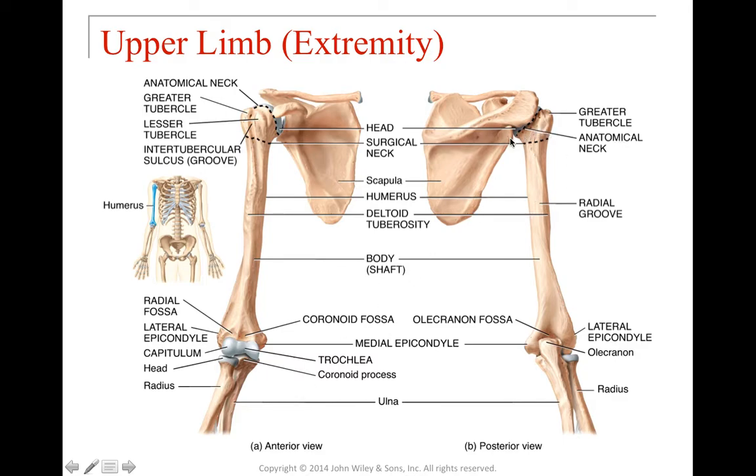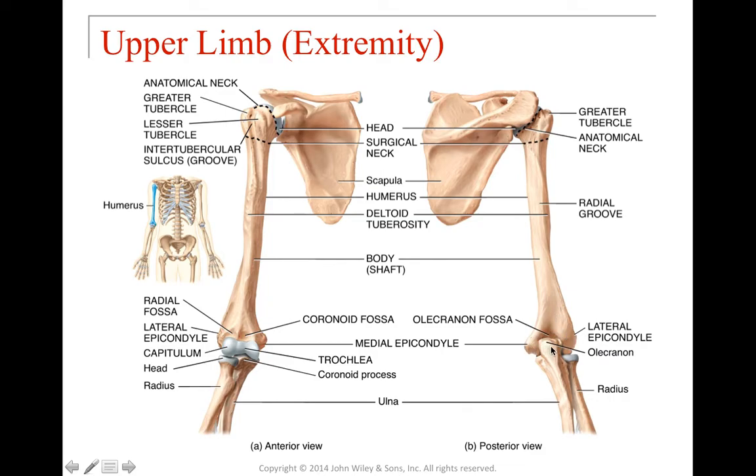In the posterior view, we're going to see the same thing, except now we're looking again from the back. So here is the anatomical neck and the surgical neck, and the greater tubercle. You can only see the greater tubercle here. The lesser tubercle is only visible from the frontal view. And then as we follow down the deltoid tuberosity here, we have a radial groove. And that's going to run down to the lateral and the medial epicondyles. So we have two epicondyles here at the end of the humerus.